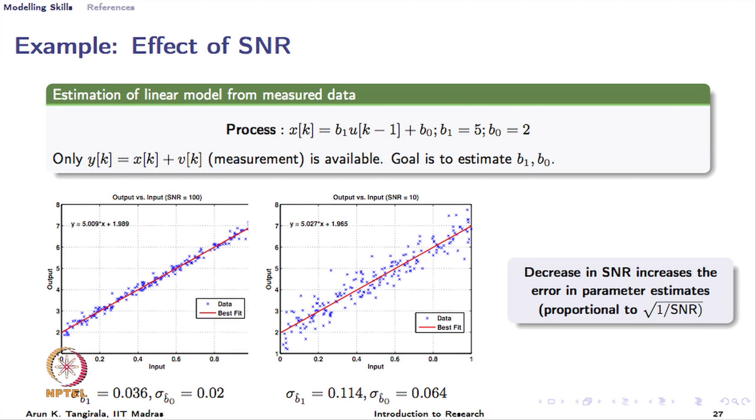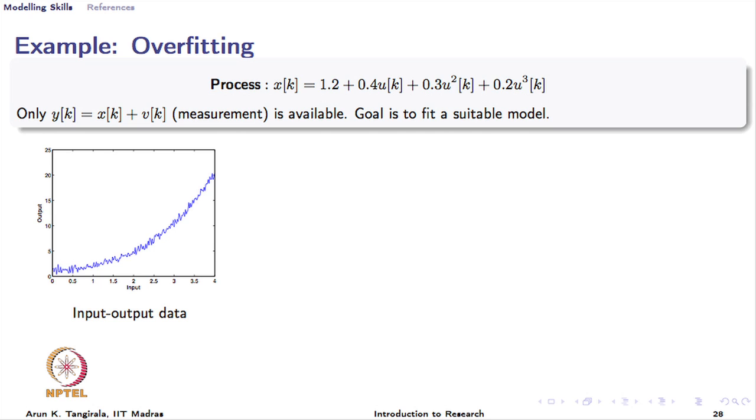So, there is theory to tell us how the errors are dependent on SNR, but what is more important to understand is wherever possible we should perform an experiment to make sure that the SNR is high enough, of course respecting other constraints in the experiment. And the other aspect, which is the final aspect of the noise that I want to talk about, which I have mentioned earlier, is overfitting.